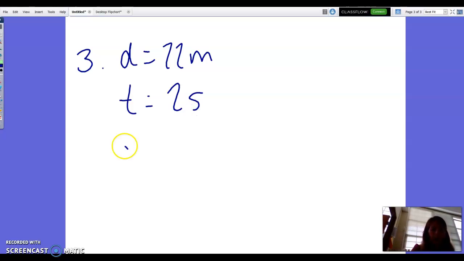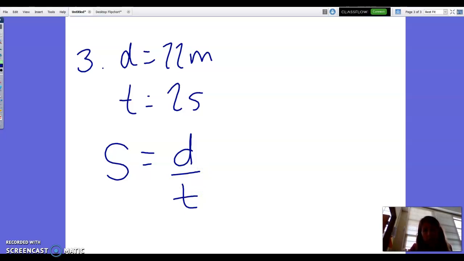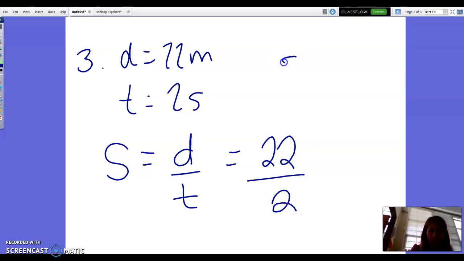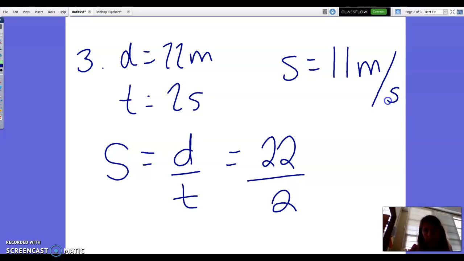So I am looking for speed. So again, speed equals distance over time. I'm going to plug in my values that I was given. So I was given distance of 22 over a time of 2. And so my speed is going to equal 11. And I have units for distance of meters and time of seconds. So meters per second is how the speed of that bee would be.